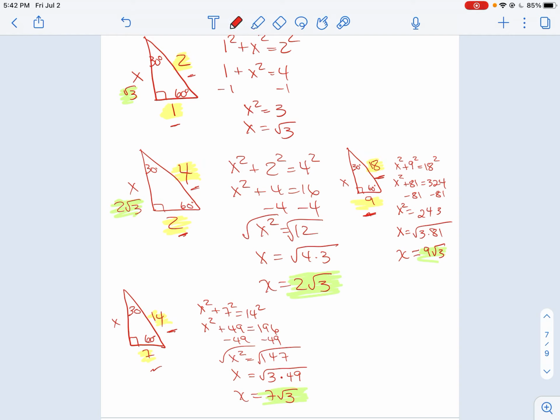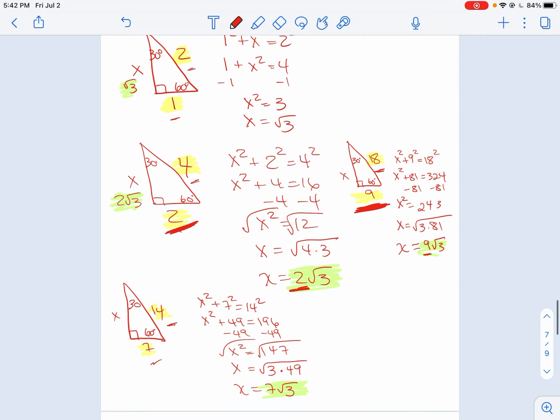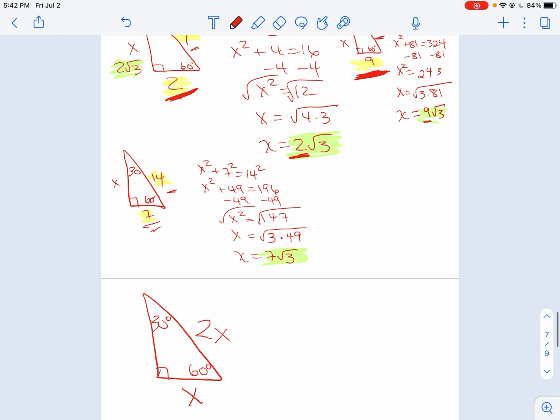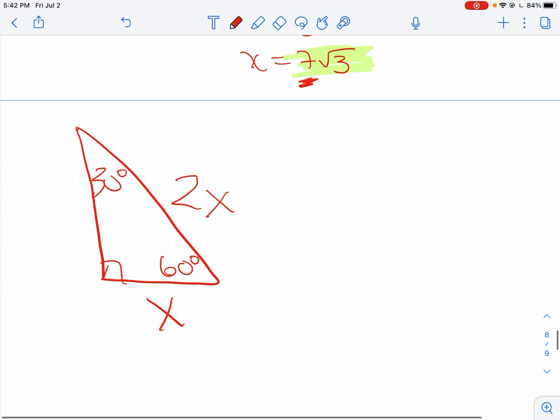The other thing you might notice is this side right here across from 30, that was 2. Do you notice how that's the number that's sitting in front of the square root of 3? This one, the smallest leg, is 9. That's the number that's sitting in front of the square root of 3. Same thing here. We have a 7 on the short leg, and that's what's sitting in front of the square root of 3. So on here, we're taking the side across from 30 degrees, or the short leg, and we're multiplying it by the square root of 3.